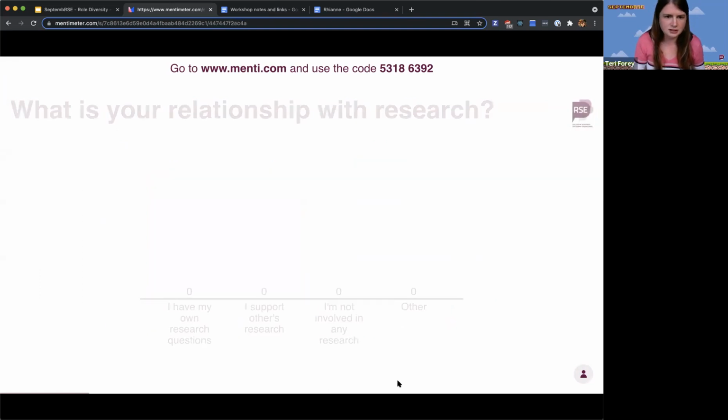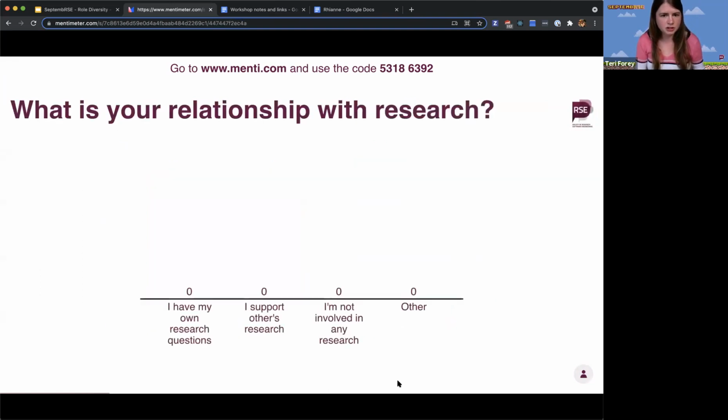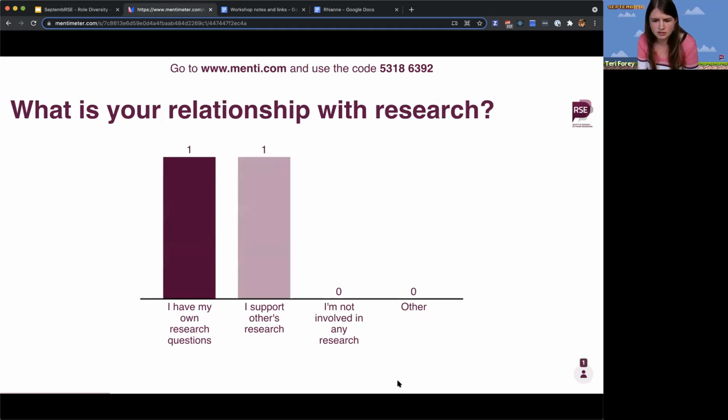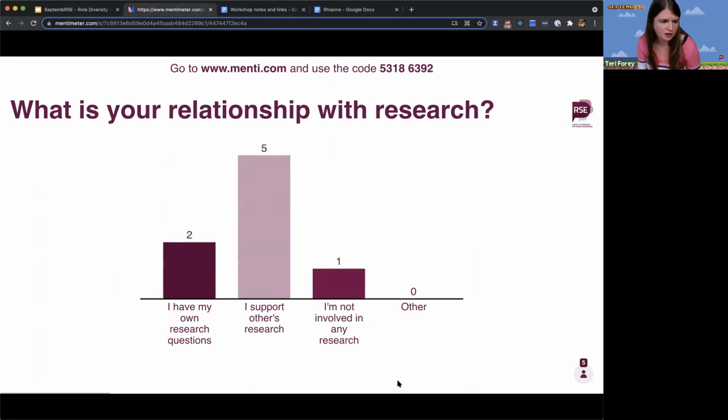Cool. Okay, thanks, guys. So similar question, what is your relationship with research? And we've got a bunch of options here talking about, do you have your own research questions, supporting others' research, not involved in any research? And we have another other bracket. And again, for anybody who said other, would you like to share?